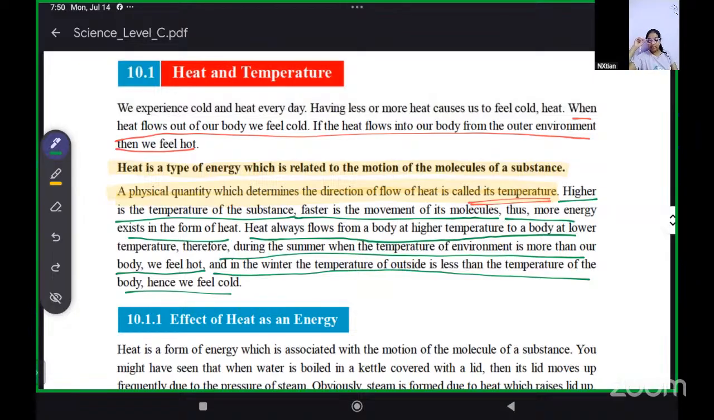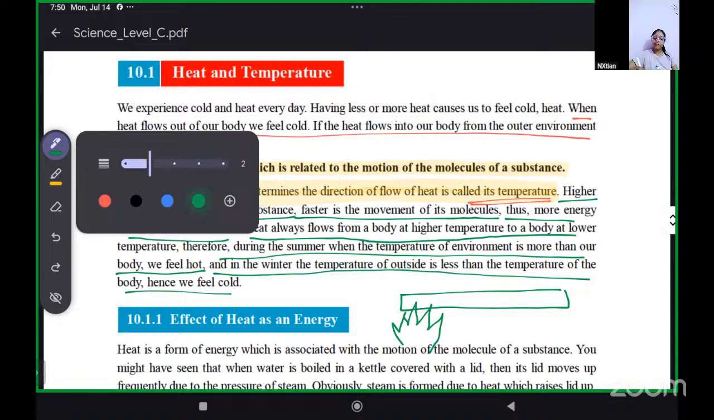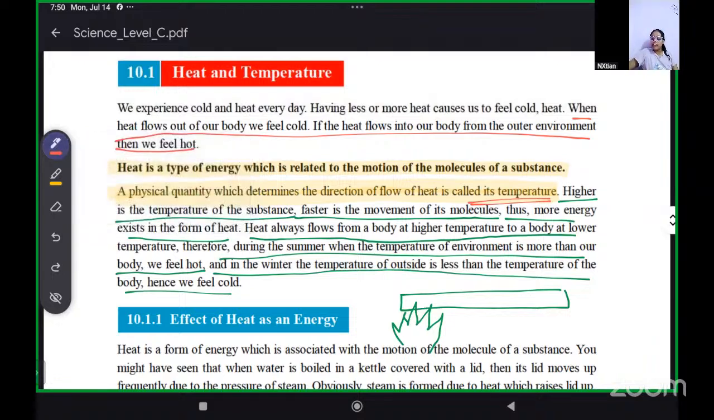Take a look at this rod. I have this iron rod, and here I've put it on a flame on this side. So it will start getting heated up from here. Look at the red portion. It will start getting heated up from here, and then the heat is going to travel here slowly, and then it's going to heat up the whole rod.